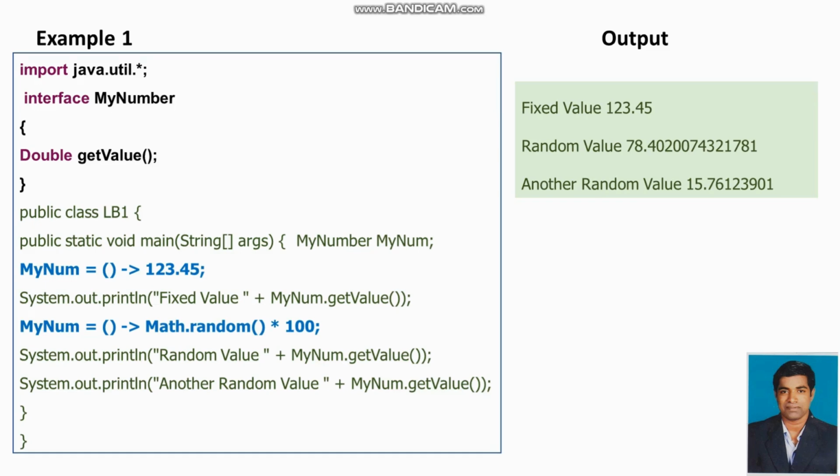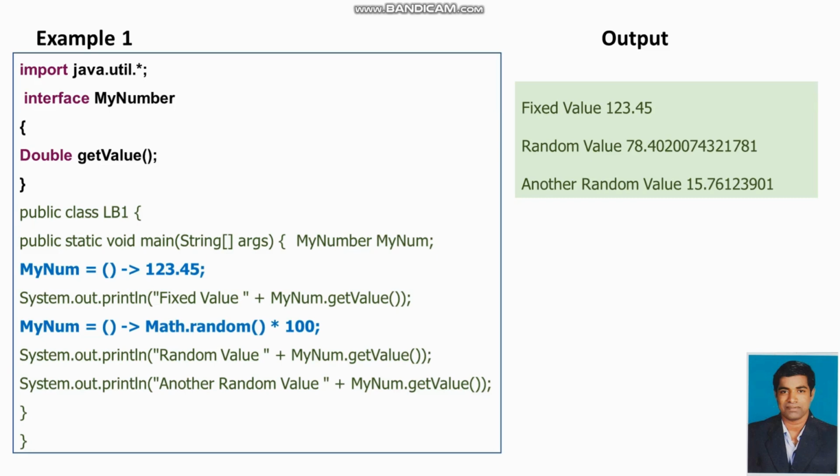To use lambda expression for fixed values and random values, they created a functional interface. Here inside the MyNumber functional interface, they created an abstract method, double getValue. After that, public class LB1, inside it they wrote the main method, and they created an object, MyNumber myNum. With that myNum object for the MyNumber interface, they showed the lambda expression: argument list, arrow token, and a fixed value they assign. The same way, myNum equals empty argument list, arrow token, and then Math.random star 100. So here a random value will be generated.